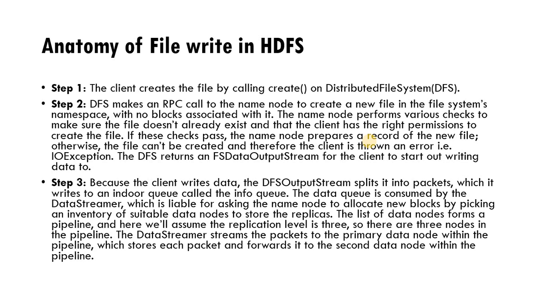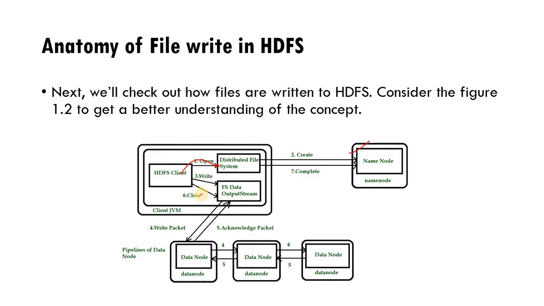The data streamer streams the data packets to the first data node in the pipeline, which stores each packet and forwards it to the second data node in the pipeline. So here a client starts writing the data. Now the client only thinks that I am writing to a single file at a single location, but when the client calls the write method, at that time the FS data stream also creates different packets on the different nodes, and as we already learned, the default block size is 128 MB.